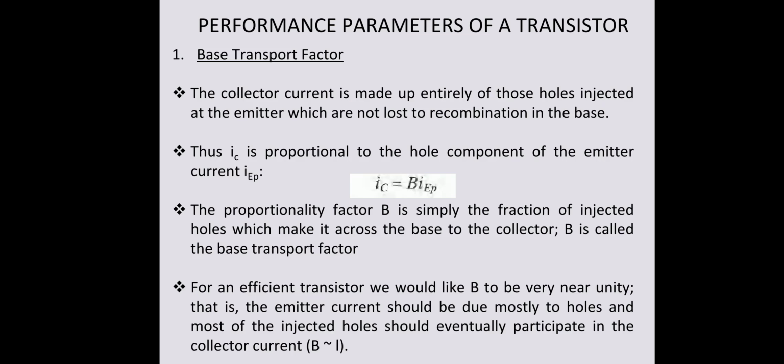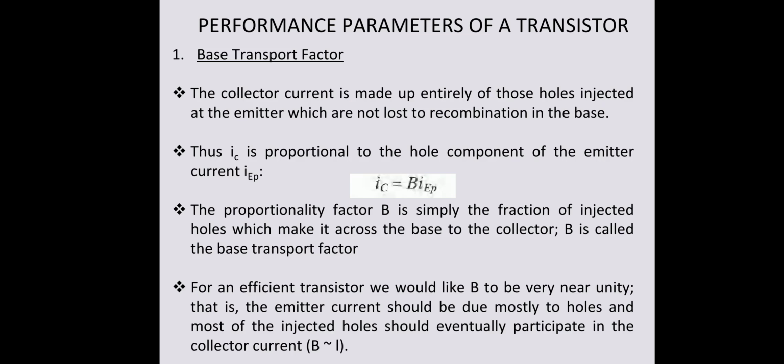So for a PNP transistor, we know that the emitter will emit holes, and a few of the holes will recombine at the base, and the remaining holes will reach the collector, and that contributes the collector current. So we assume that the collector current is entirely made up of those holes only, and those holes coming from the emitter only, and which are not lost due to recombination in the base.